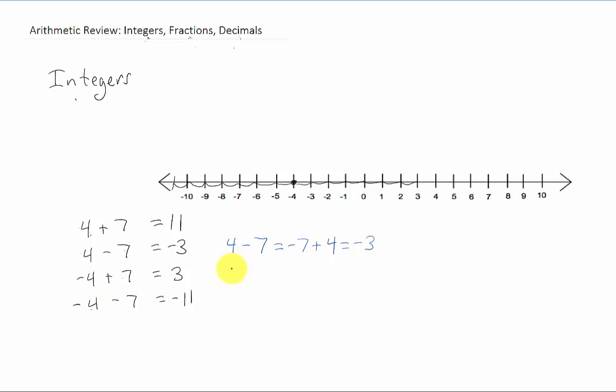The same is true here. Negative 4 plus 7 could also be written with the numbers switched around. We have to keep the signs where they are. The negative belongs to the 4 and the positive belongs to the 7. So 7 minus 4 is going to be 3. So as you can see, there's often more than one way to express the same thing.